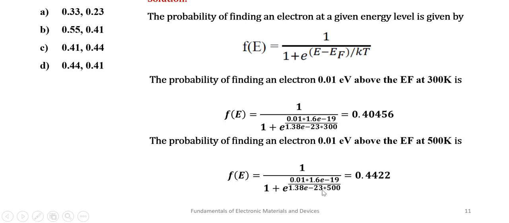So can you check where you have made a mistake? The only change is that instead of 300, you have to use 500. Okay, ma'am. So basically it will be 0.4 and 0.44. This is the order, so option C will be the answer. Here you have to see that you have got both answers, but the options are reversed. They are asked at 300 Kelvin and 500 Kelvin, so you'll have to go for the same order, that is 0.41 first, 0.44 later.